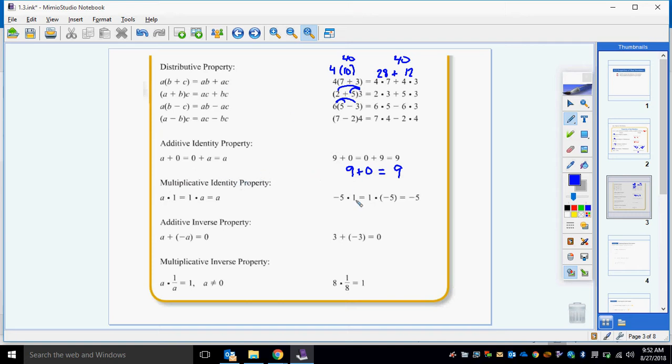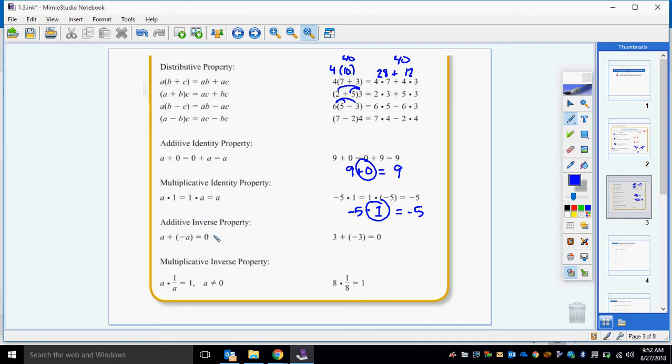Multiplicative identity, so if I have a number like -5, what would I have to multiply it by so that it equals its identity, it equals itself? And that number would be 1. So times 1 is the multiplicative identity, and plus 0 is the additive identity. Those two things will give you that number that you started with, or letter, or algebraic expression. Okay, so those are identities because we found their identity. And additive inverse now.